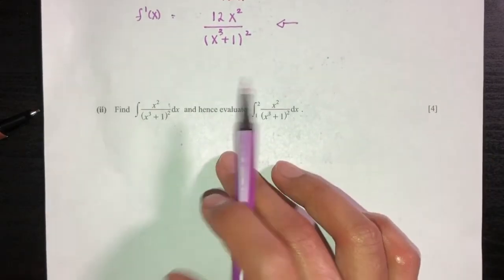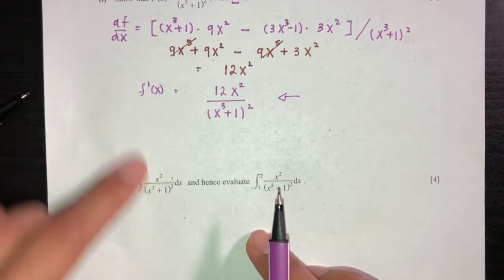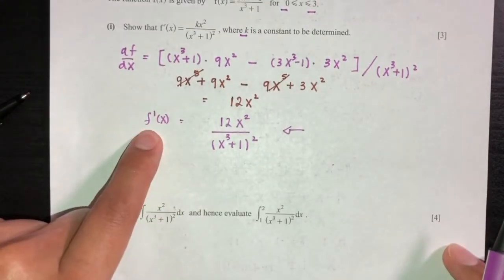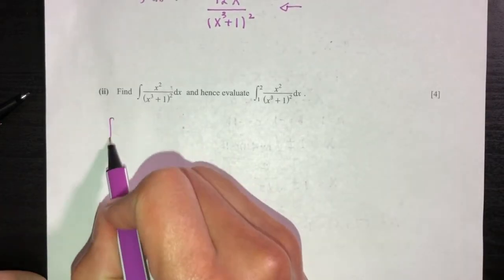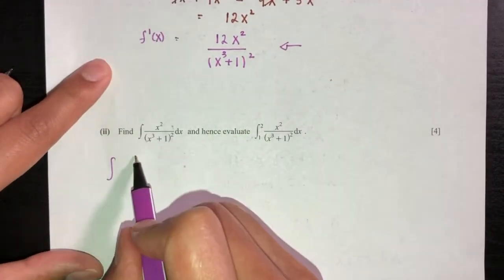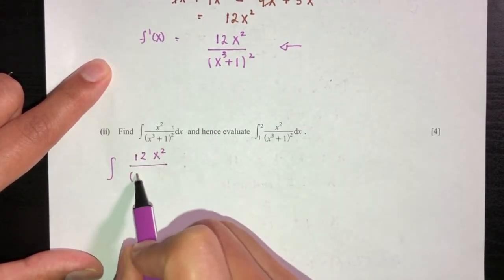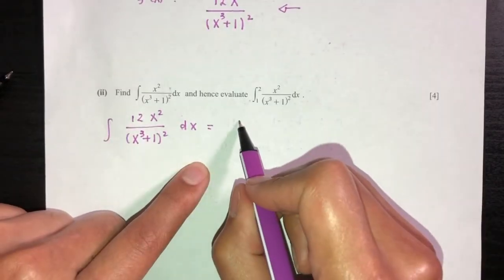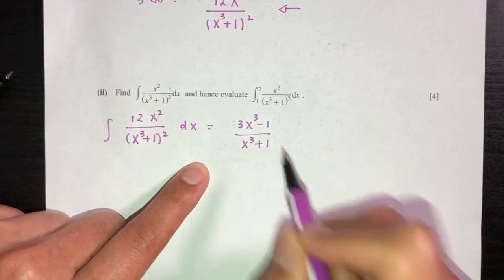Now for part 2, we have to find this, hence find this. So we have to use this one to find this, right? Here we have f of x, and here we have the differentiation of f of x. It means that if you were to integrate this one, it is supposed to give you back your main function, which is 3x cubed minus 1 over x cubed plus 1.